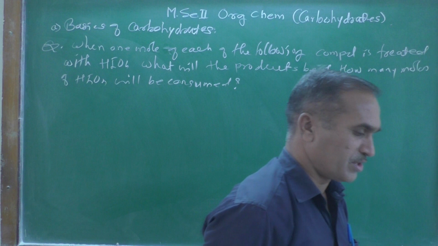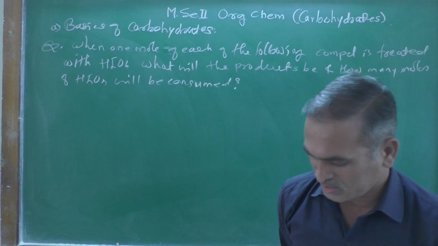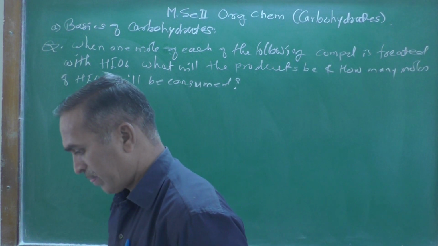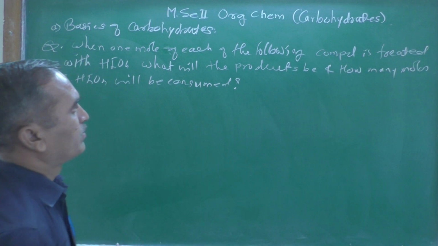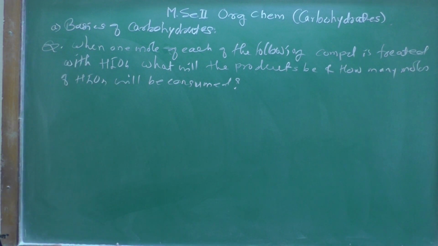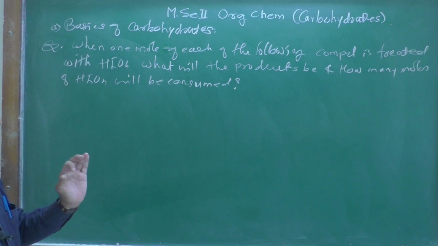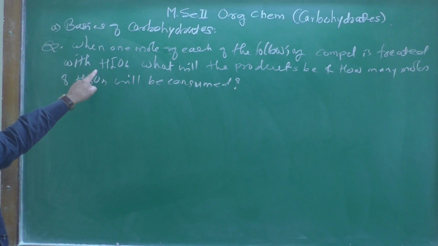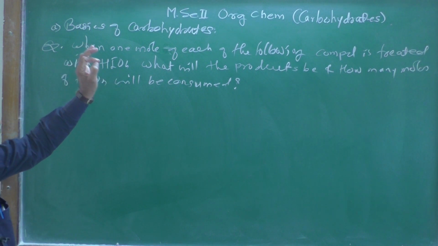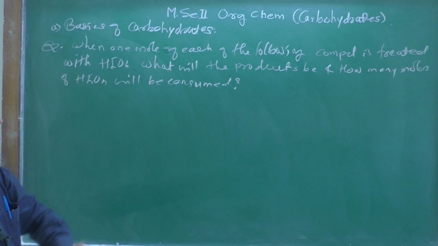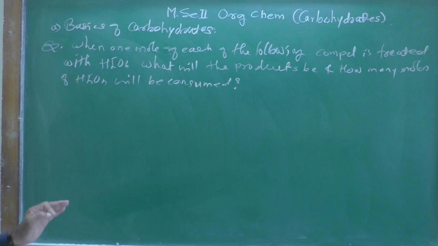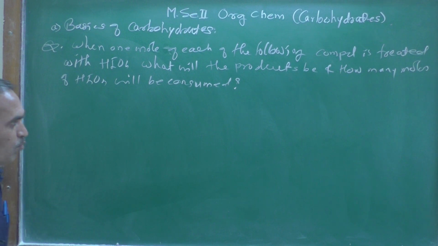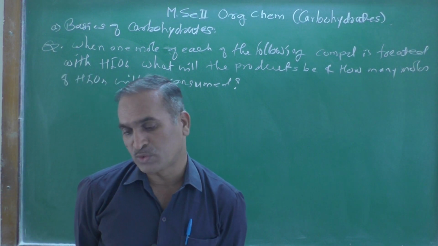If you read the question carefully, you understand the question first. I am repeating this question. I am reading the question. Look here, pay attention. When 1 mole of each of the following compounds is treated with periodic acid, what will the product be, and how many moles of HIO4 will be consumed? That you have to determine.